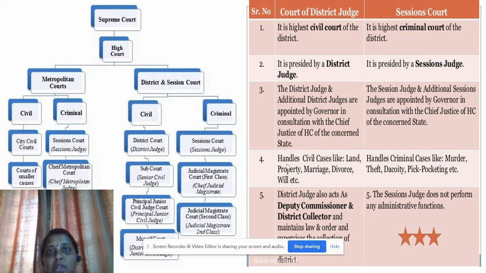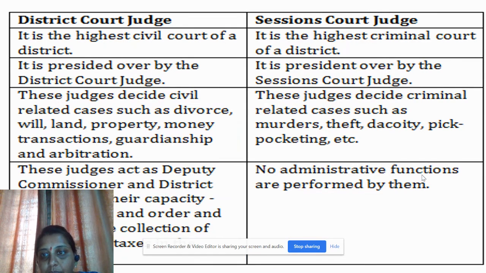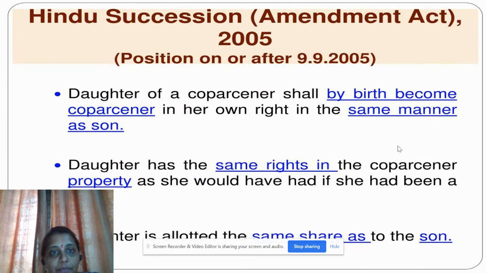What is handled by the civil court: land, property, marriage, divorce, etc. Criminal courts handle murder, theft, dacoity, pickpocketing, etc. Now, what are the powers of the district court judge and the sessions court judge? They preside over these courts. These judges decide civil related cases such as divorce and all that, and cases of murder, theft and dacoity.